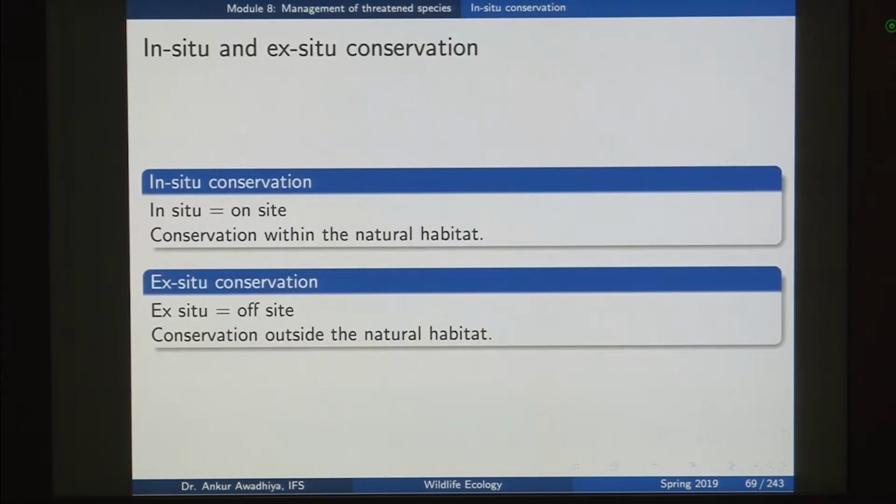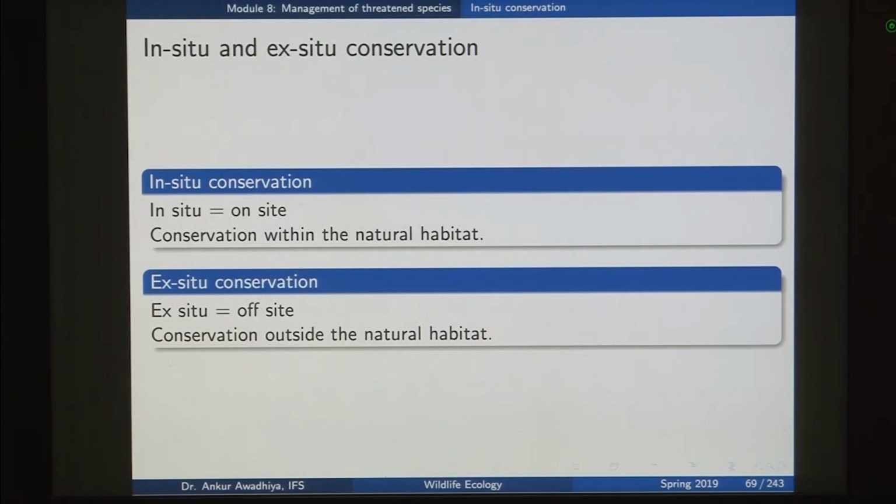As always, we begin with the word roots. In situ means on site. So, this is conservation that is done within the natural habitat. On the other hand, ex situ means off site, which is conservation that is done outside the natural habitat. So, in situ conservation would be conservation that you are doing within the natural habitat. So, things such as national parks, wildlife sanctuaries come under in situ conservation, because you already have organisms that are living in those areas, and so you are conserving the organisms on the site.